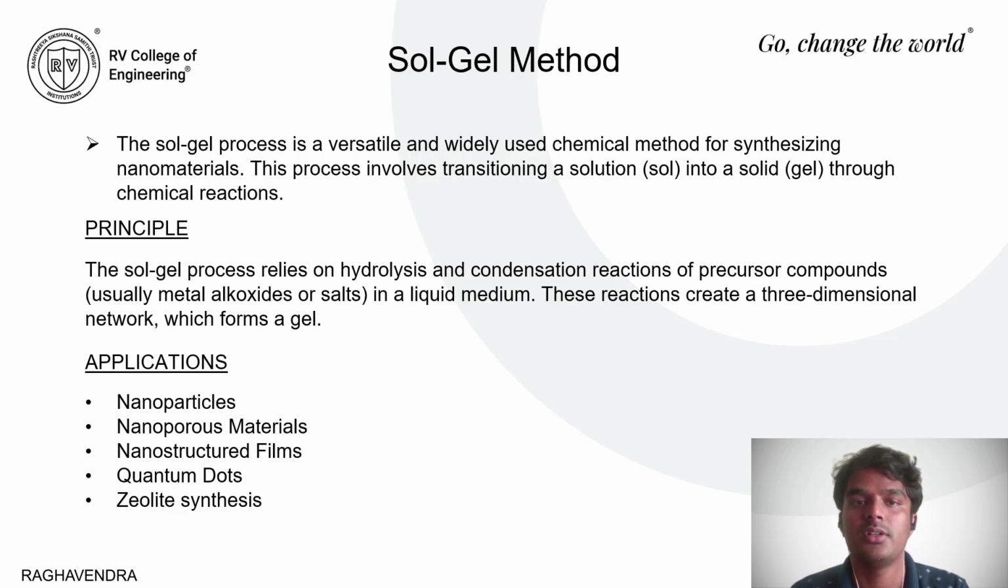Moving on to sol-gel method. The sol-gel process is a versatile and widely used chemical method for synthesizing nanomaterials. This process involves transitioning a solution into a solid through chemical reactions. Principle: the sol-gel process relies on hydrolysis and condensation reactions. These reactions create a three-dimensional network which forms a gel. Applications: production of nanoparticles, nanoporous materials, nanostructured films, quantum dots, and synthesis of zeolite.